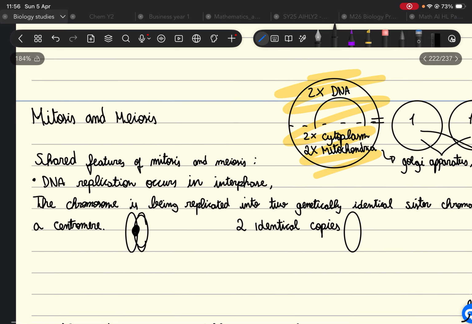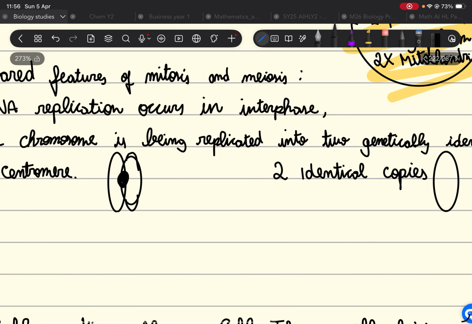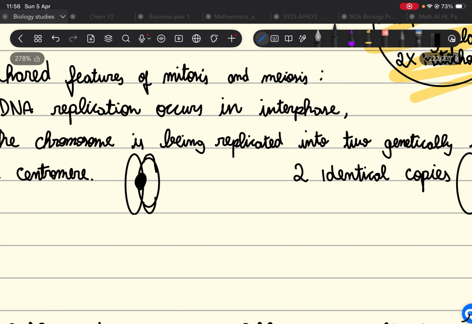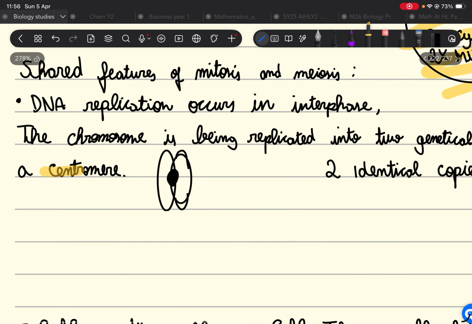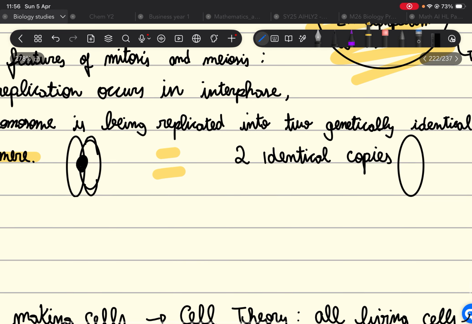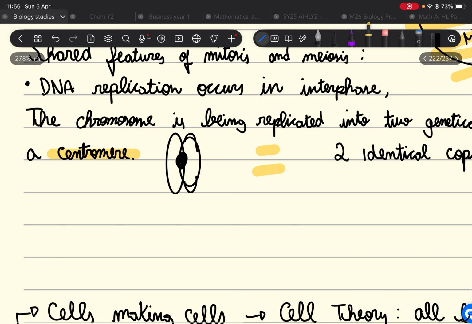So basically, imagine like this: we get a chromosome, which is held by this centromere, which is really important. It's a key term here, centromere. It's where it holds these two sister chromatids, and we're going to photocopy it. We're going to make two identical copies of that.